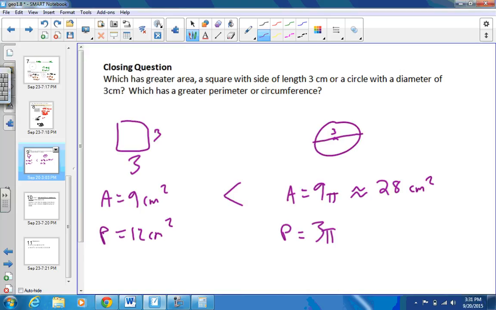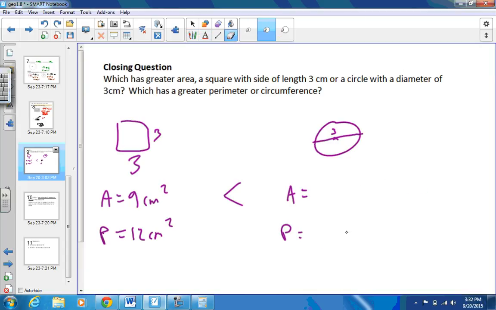Perimeter, we have the diameter. Ooh. Back up here. I knew this didn't seem right. Remember, area of a circle is pi times the radius squared. So the radius would be 1.5. So we have 1.5 squared pi, whereas the perimeter would be 3 pi.